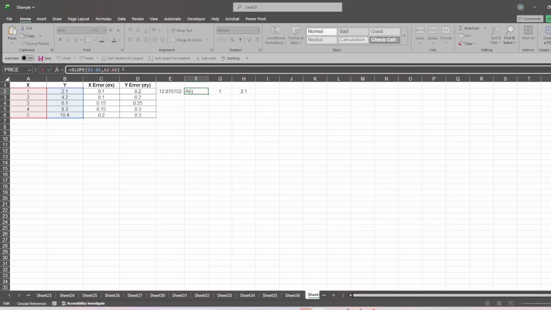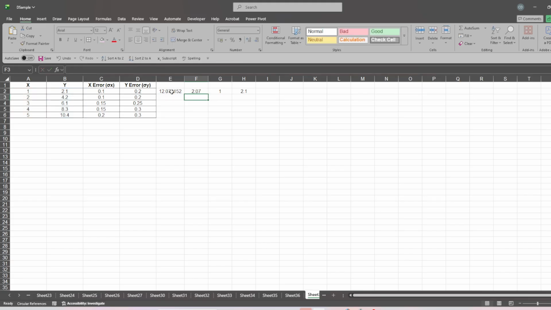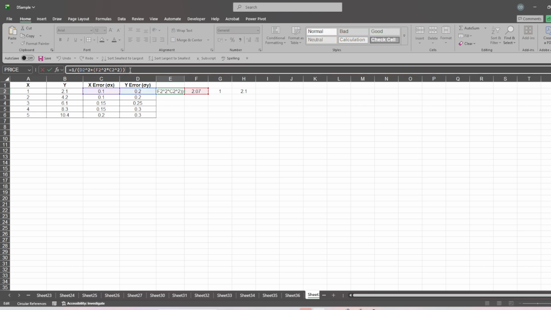Next, calculate the weights for each observation. In column E, enter the formula equals 1 divided by open parenthesis D2 squared plus open parenthesis F2 squared times C2 squared close parenthesis, close parenthesis. This weight reflects the uncertainty in both x and y, adjusted by the current slope estimate. Copy that formula down through all rows of your dataset.